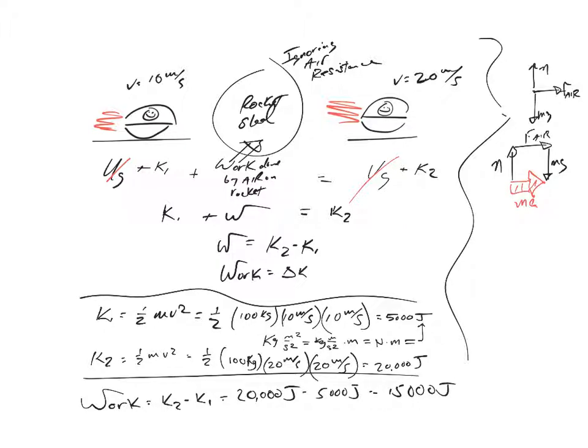Now, what if you're going from 20 to 30? Well, we know that at 20 you're at K2, which is 20,000. So we're going from 20, K2 plus work 2 must equal K3, where K3 is at 30 meters per second. So K3 is 1/2 times 100 kilograms times 30 meters per second times 30 meters per second. What's that going to be? 50 times 30 squared, 45,000.